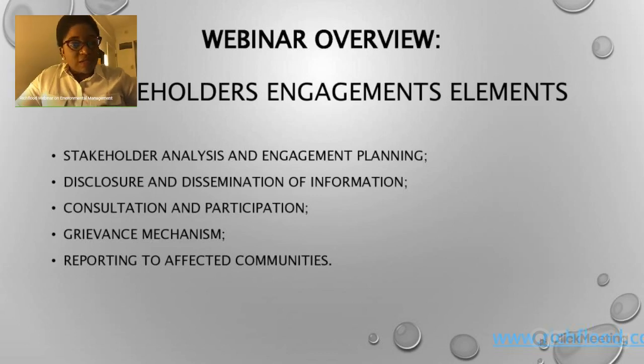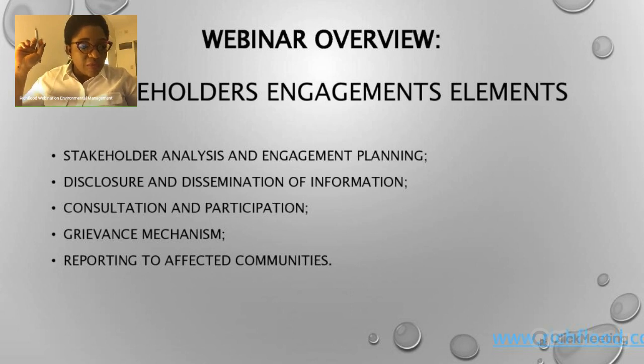So stakeholder engagement, like we said severally, is an ongoing process that starts during the planning stage of a project all the way throughout the life cycle of the project. It's an ongoing process that may involve, in varying degrees, stakeholder analysis and planning, disclosure and dissemination of information, consultation and participation, grievance mechanism, reporting to affected communities.